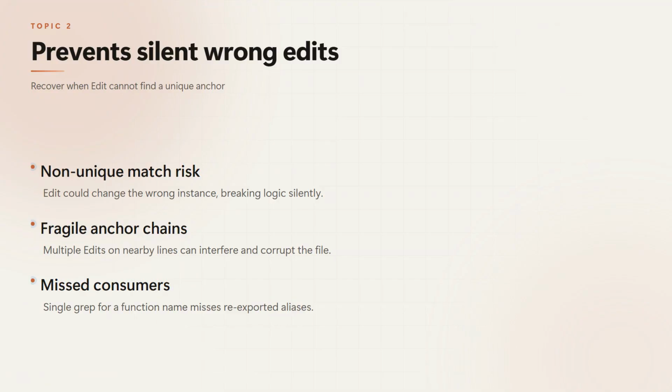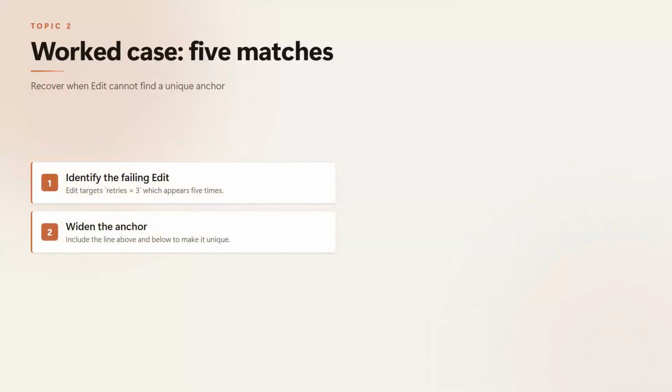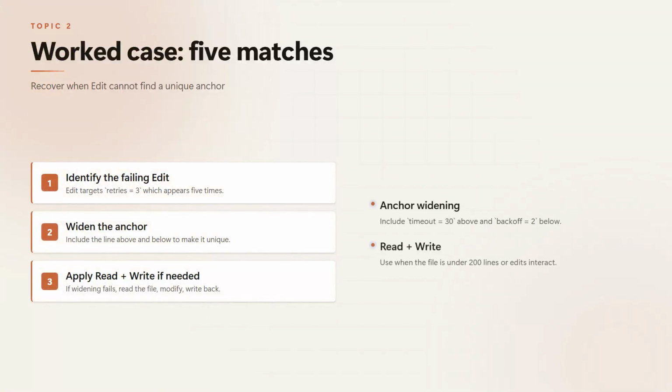Take the drill case, edit fails on retries equals 3 because it appears 5 times. First, widen the anchor. If the instance you want is under a database section, include that header line in the next setting. That makes the anchor unique and edit succeeds. If the file is a small config with several values to change, read plus write is better. Read the whole file, change all 5 retries values in one pass, and write it back. The alternative, 5 separate edits with fragile anchors, loses because a change in one line can shift the context for the next edit. The document's other cases follow the same logic.